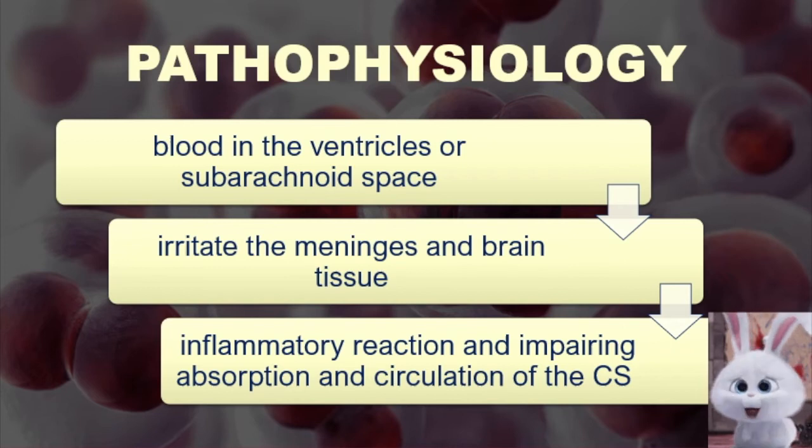Now, once the blood in the ventricles or subarachnoid space is there, it would irritate the meninges and the brain tissues. This irritation to the meninges and the brain tissue would result in an inflammatory reaction. The inflammatory reaction would impair the absorption and circulation of your CSF. So as you can see, there are several areas wherein the hemorrhage could attack our brain.